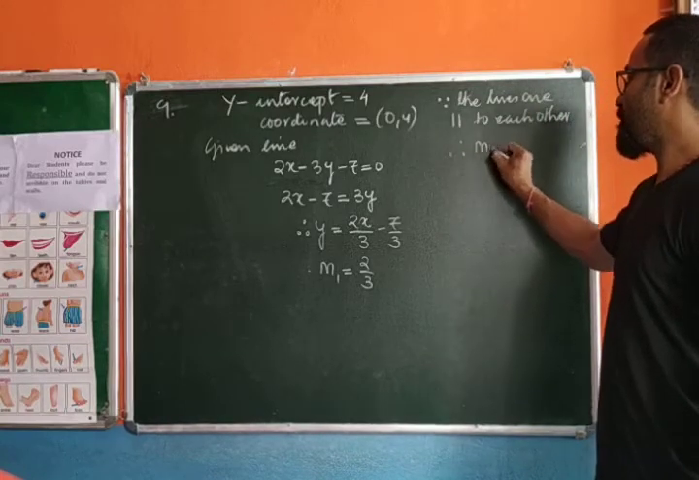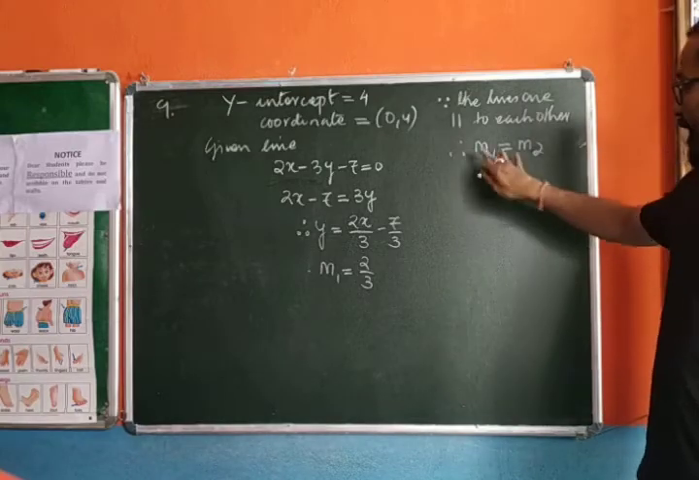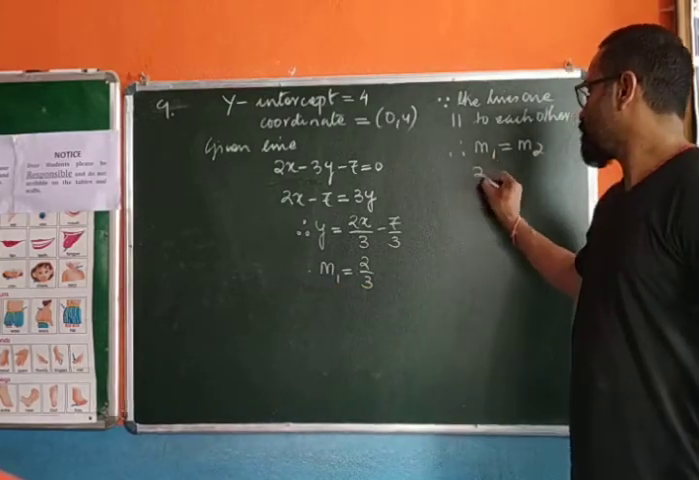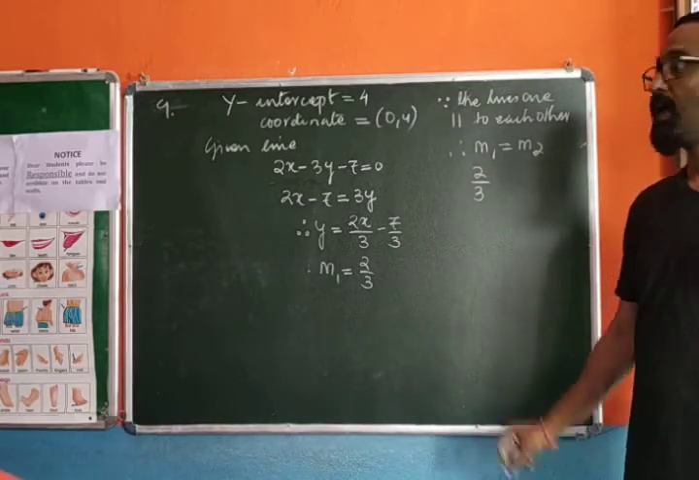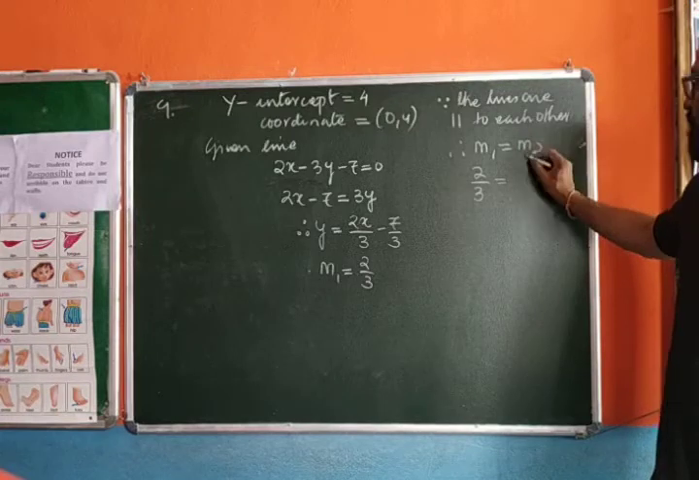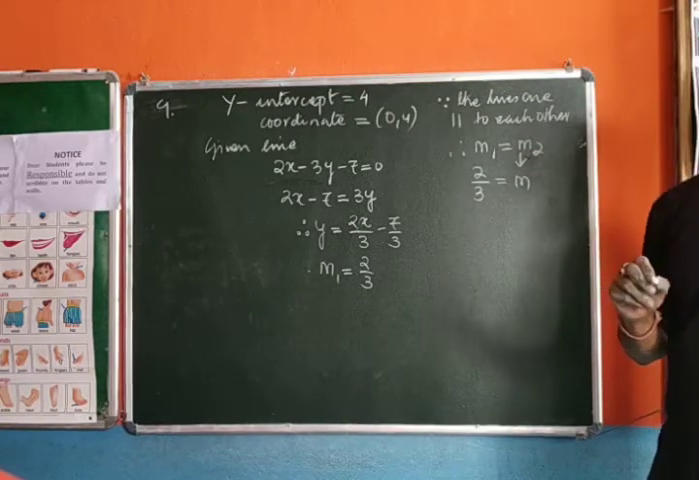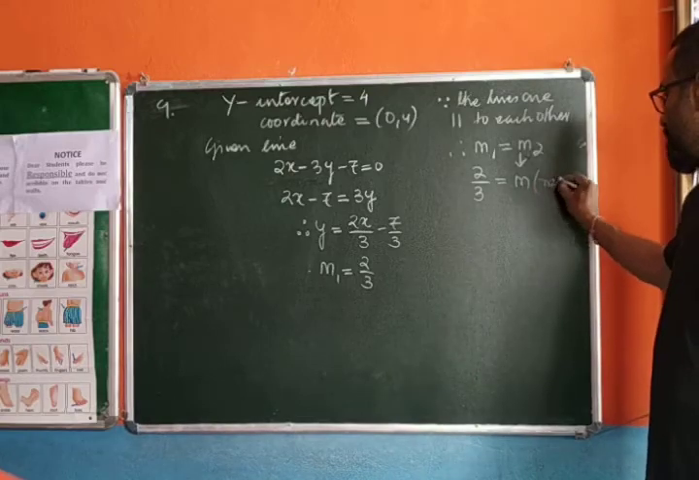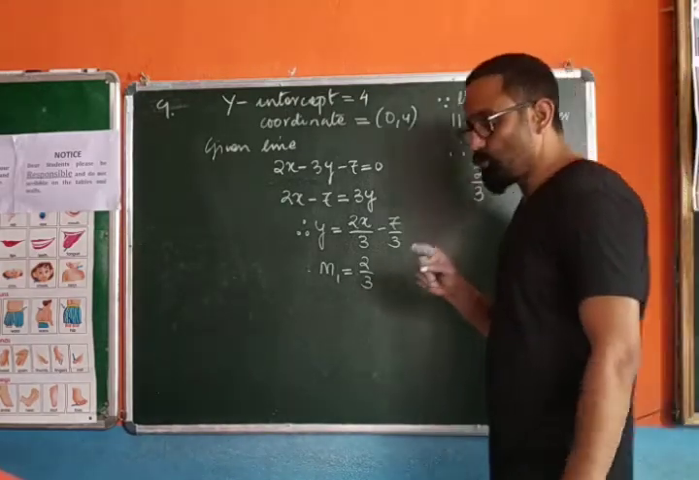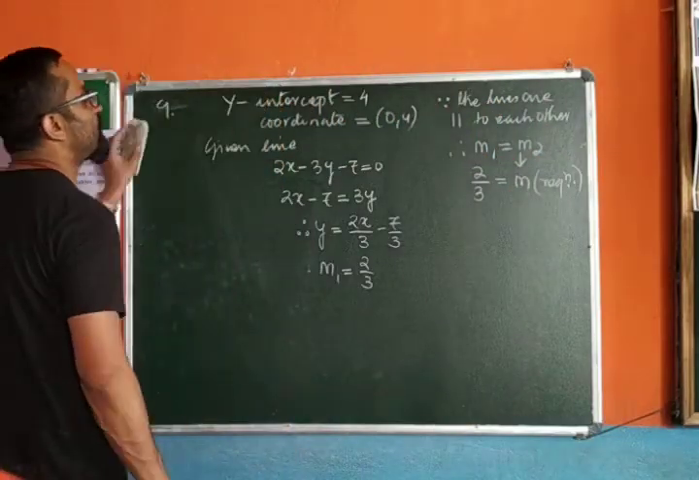Therefore, m1 is equal to m2. m1 is the calculated slope, 2 divided by 3. And this m2 is the required slope. So you need to change this m2 to m. Please do remember the required slope. Once you know the required slope, you can calculate the equation now.